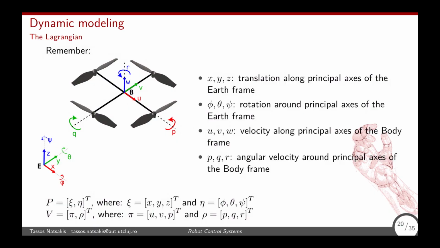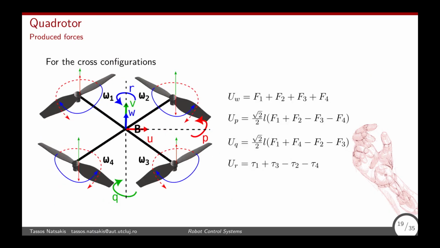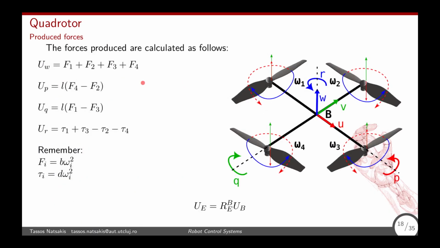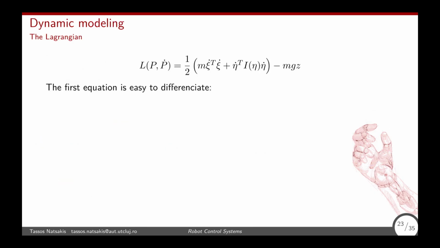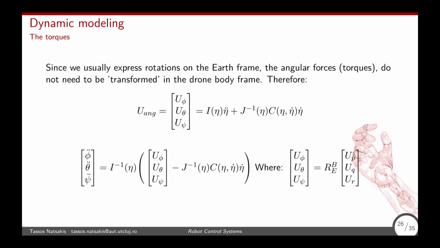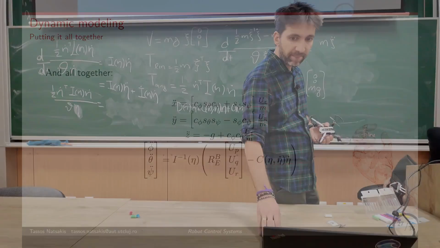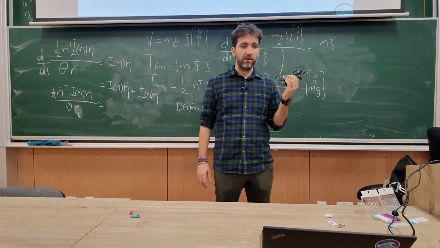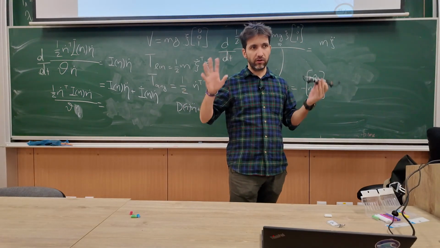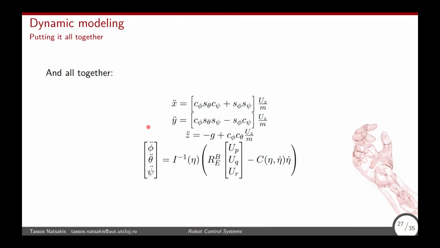I'll go backwards. Are calculated here, right? Based on the forces generated, based on the velocities, and so on and so forth. All right. Now, this is highly nonlinear. I have nonlinearities here. I have cosinus, sinus everywhere. The Coriolis terms are also pretty nonlinear.